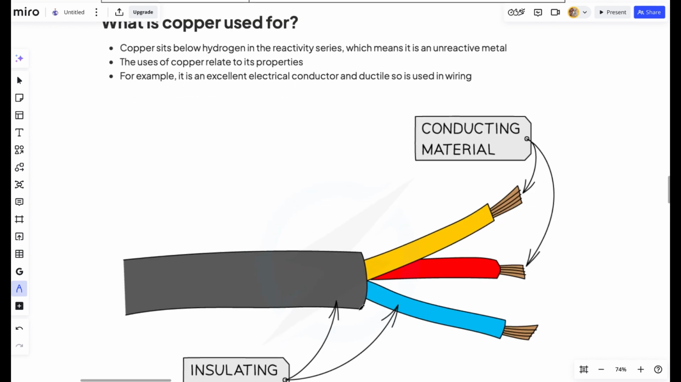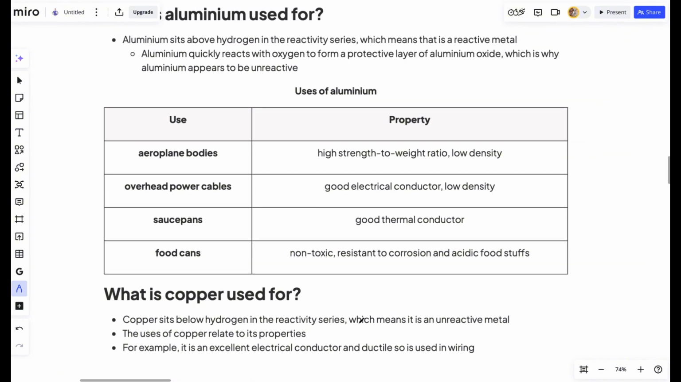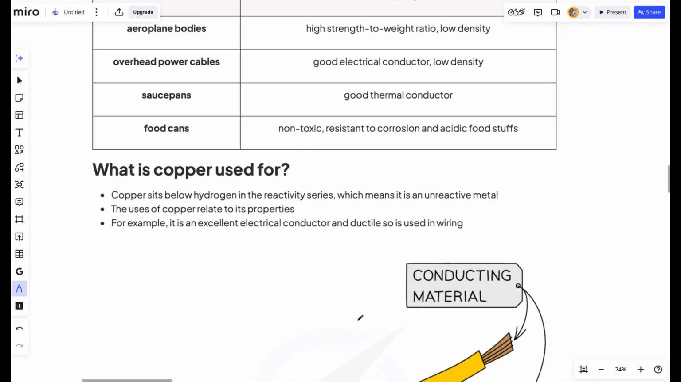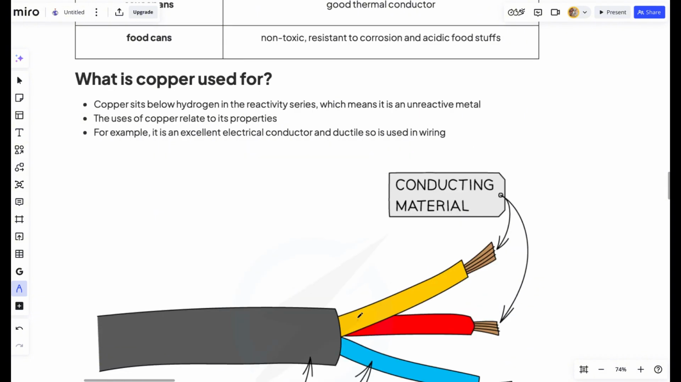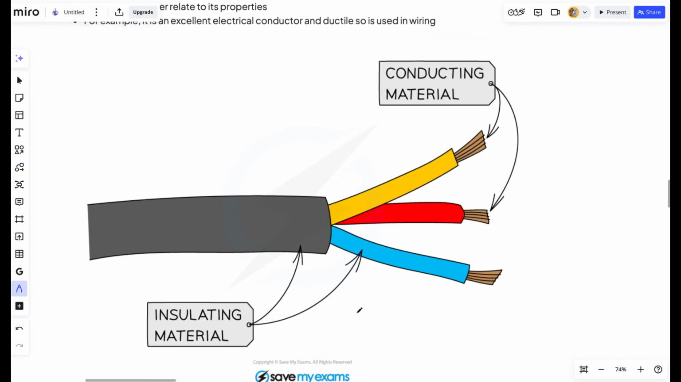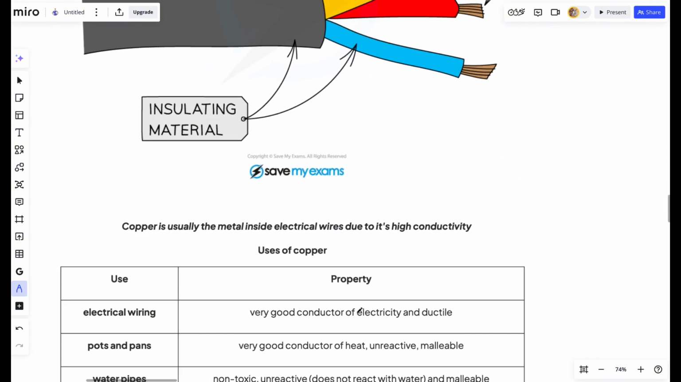Okay, now let's go to copper. We've described aluminum. What is copper used for? Copper is a good conductor, so it's used for conducting electricity. Copper sits below hydrogen in the reactivity series, which means it's an unreactive metal, compared to others. Now the use of copper relates to its properties. It's an excellent conductor, so it can be drawn into wire and used for making electrical conductors. Okay, that's the big one.